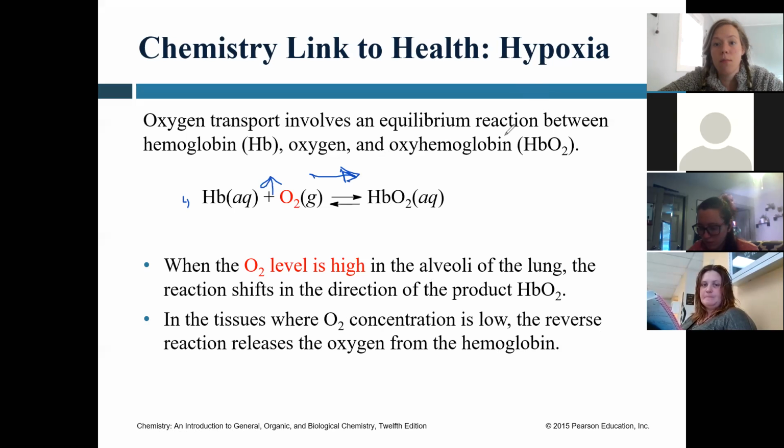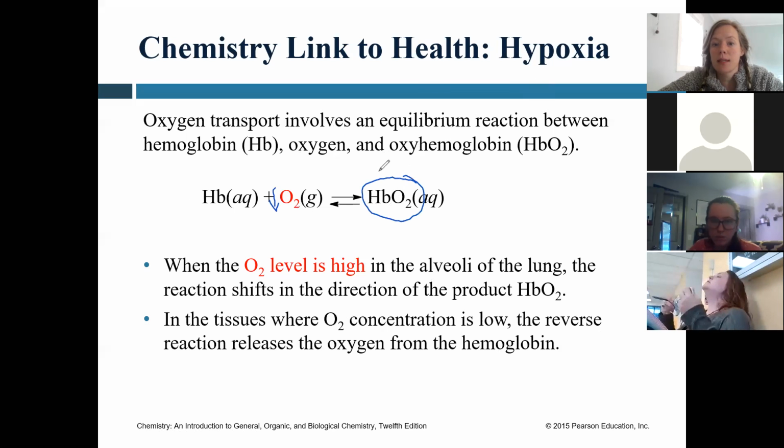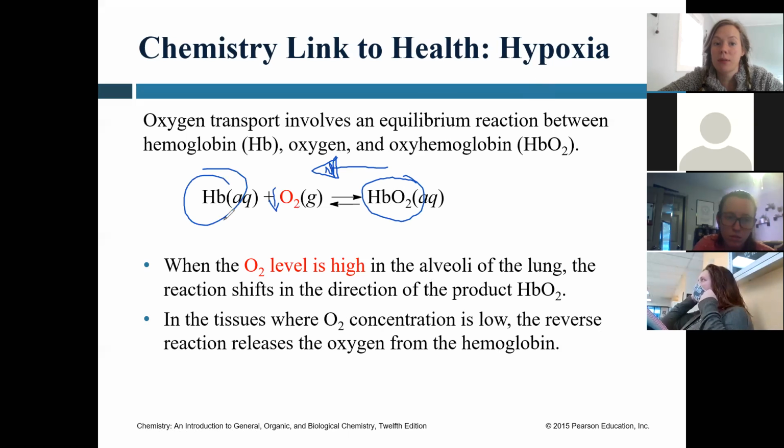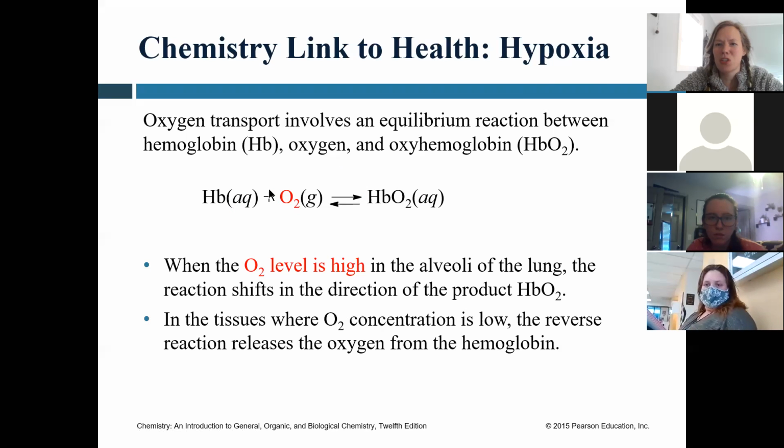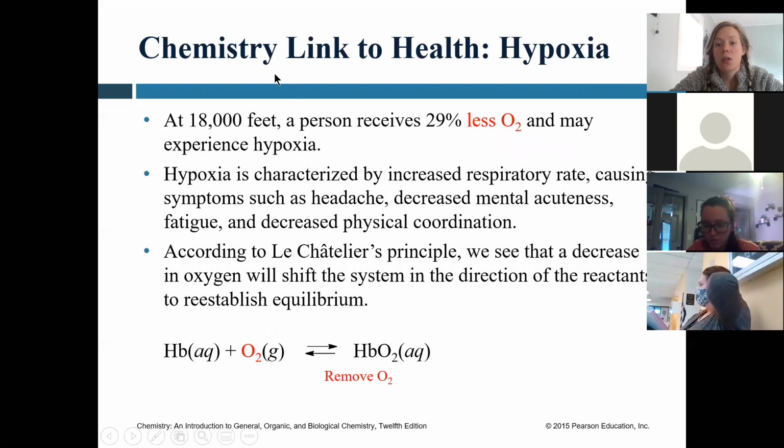The reverse is where we get into trouble. So if we drop our O2 levels, what happens to our oxyhemoglobin? It needs to move back in this direction. So we have a lot of hemoglobin. We don't have a lot of the oxyhemoglobin. The oxyhemoglobin is what our body uses. It doesn't use oxygen directly. It uses the oxyhemoglobin to get oxygen into our cells.